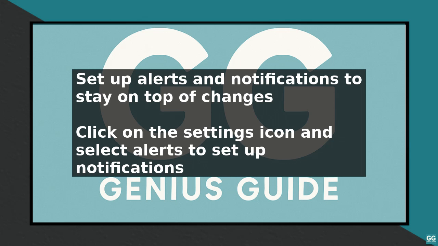You can also set up alerts and notifications to stay on top of changes to your website's performance. To do this, click on the settings icon and select Alerts. Then choose the type of alert you want to set up and enter the threshold values.